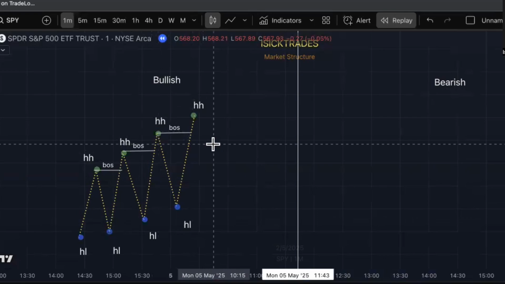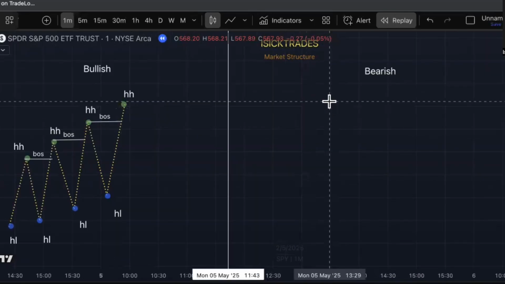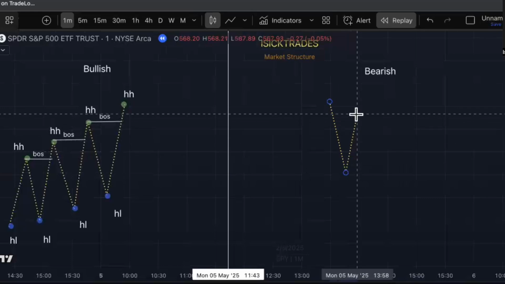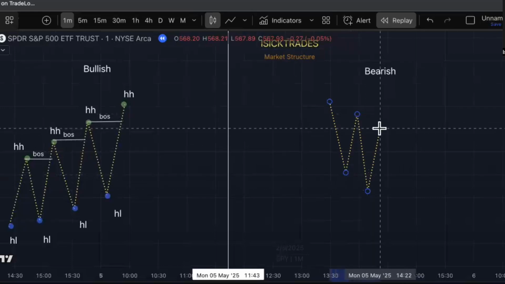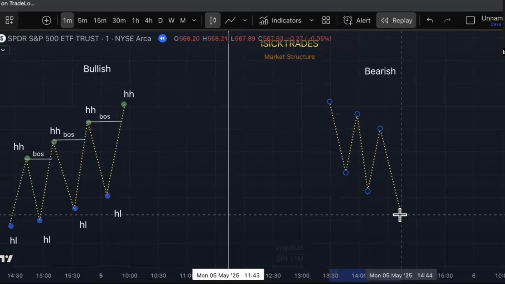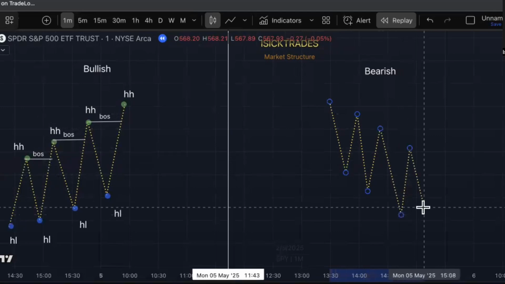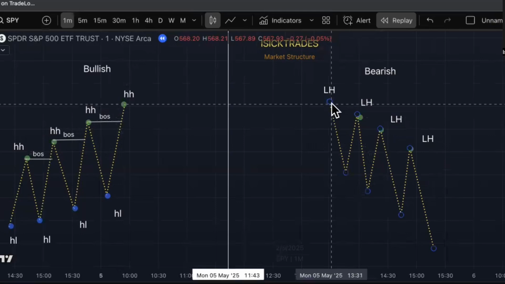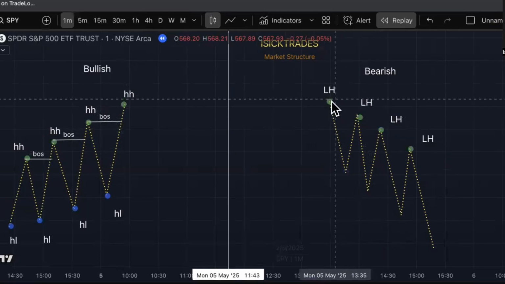Now let's come to the bearish scenario. In the bearish scenario, we're going to have lower lows and lower highs. So it's going to look again like that snake pattern that you saw on the bullish market structure. Now pay attention to these green dots. You have a lower high. And all that is saying is that the high that is printed is now lower than the previous high.